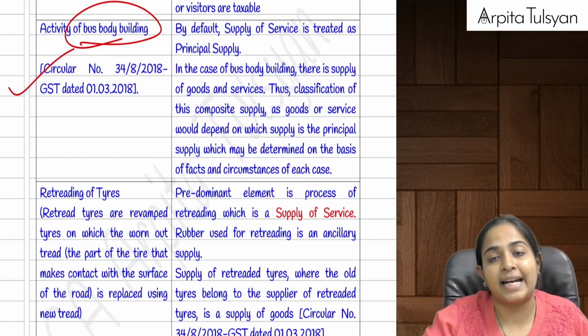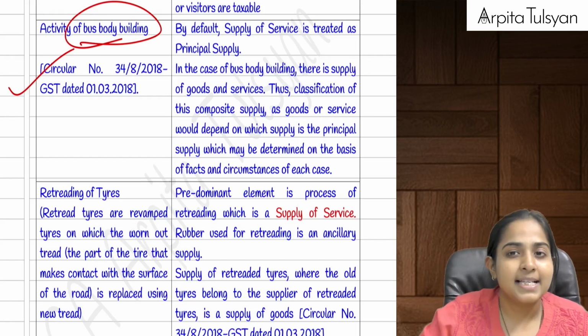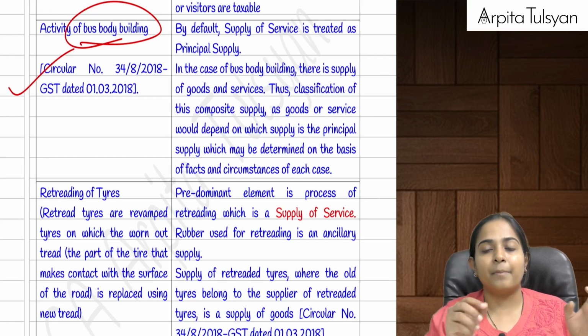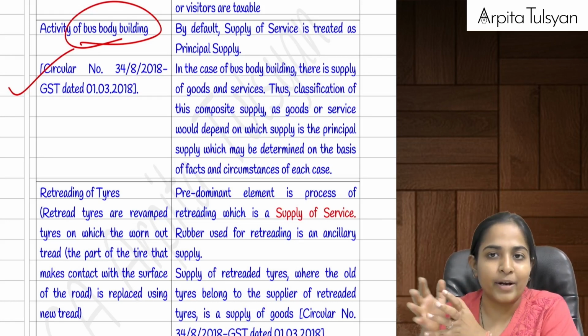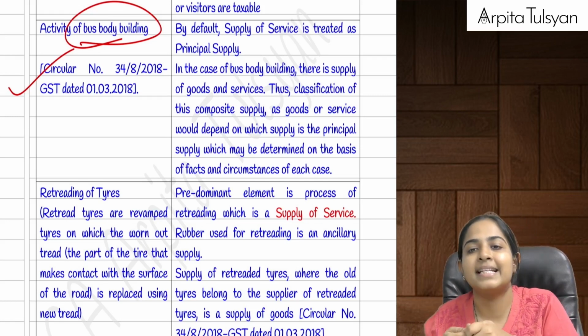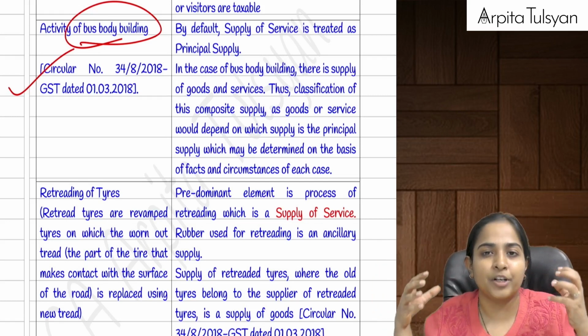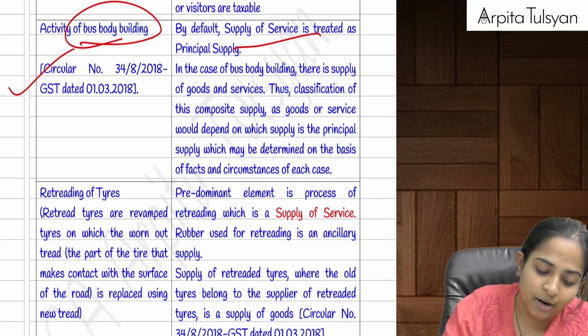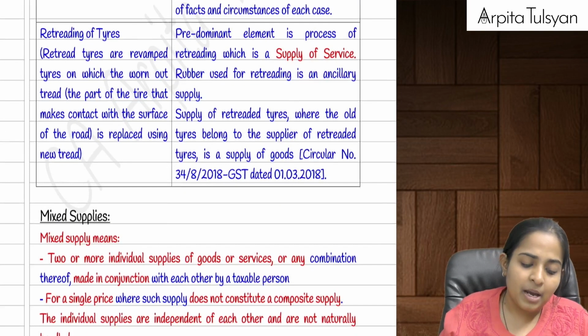this particular activity is called supply of service. Because, more than the parts that he's going to put here, can I say the thing that plays more importance here is the service that he's giving me of building that particular bus. So your supply of service will be the principal supply.